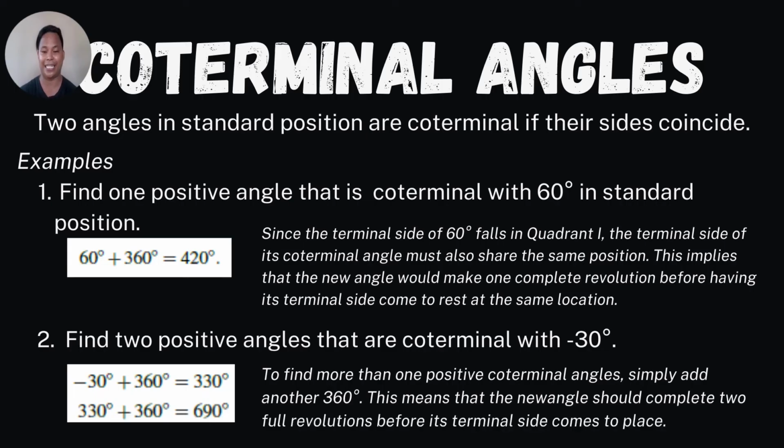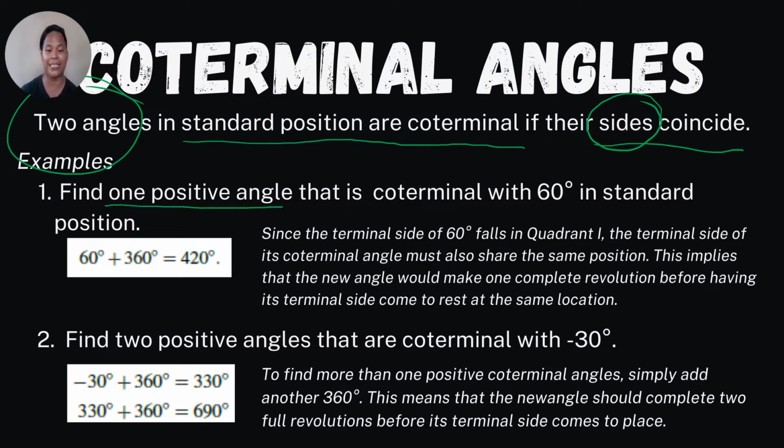Let's have coterminal angle. Two angles in standard position are coterminal if their sides coincide. The sides referred to here are the terminal sides and they must share the same position. Let's have this example. We are to find one positive angle that is coterminal with 60 degrees in standard position. Since the 60 degrees is in the first quadrant, it is here, 60 degrees. And if we're going to find one positive angle, we have one complete revolution until we reach the 60 degrees. So we can find that if we're going to add 360 and the sum is equal to 420 degrees.